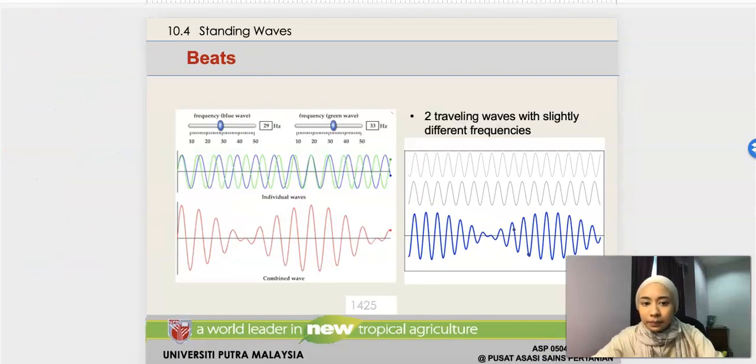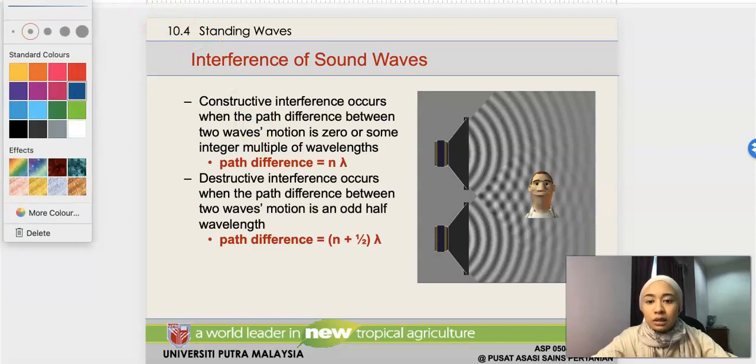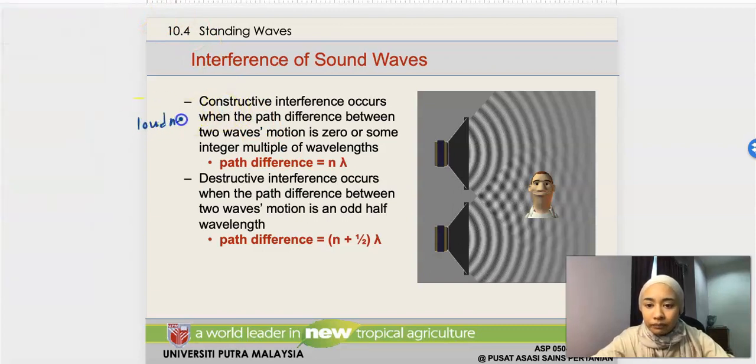Okay, so interference of sound waves: when the path difference is an integer times lambda, you get constructive interference, which means that you hear loudness. And then destructive interference is when you hear the silence. So the path difference is n plus 1 over 2 times lambda. Remember, n is always an integer. So that is why when we have 1 over 2, this is when they overlap and the displacement becomes 0. You hear a moment of pause.